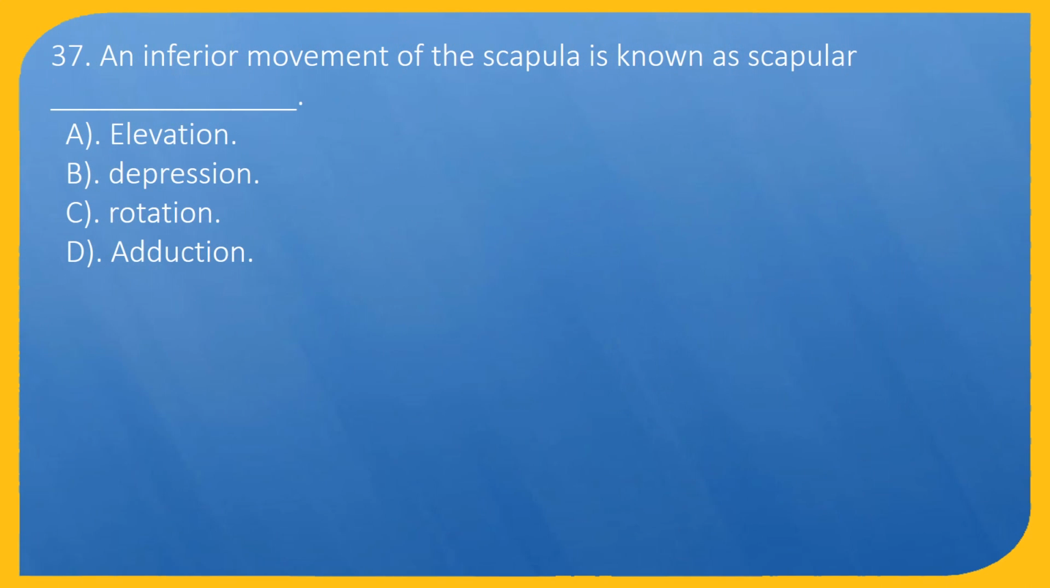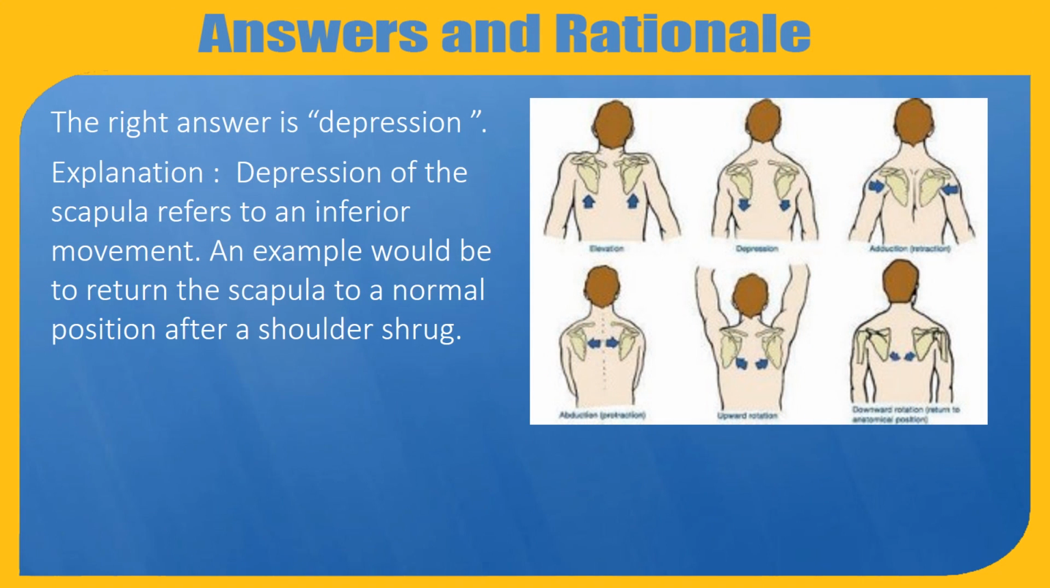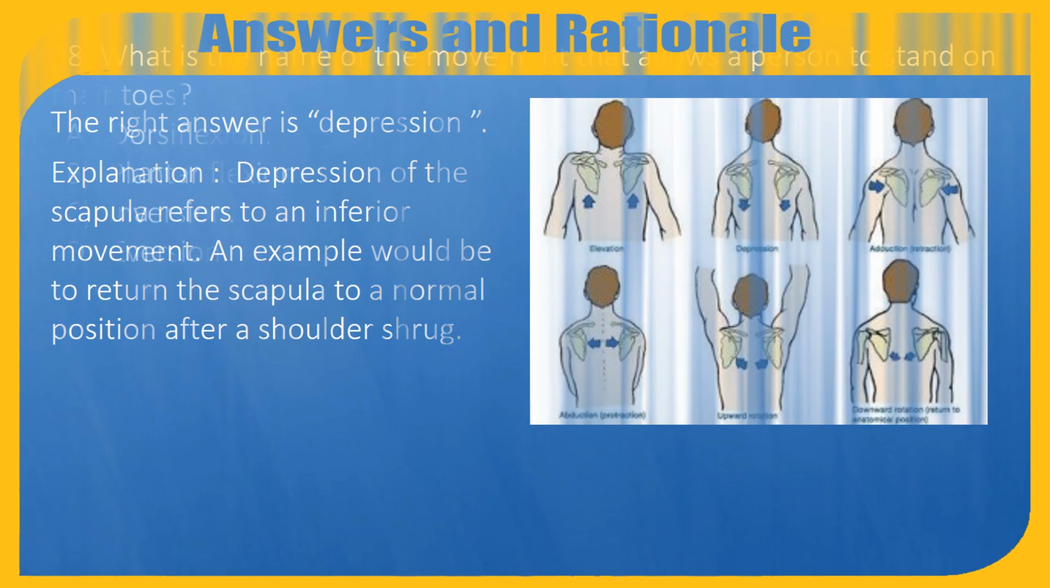Question 37. An inferior movement of the scapula is known as scapular underscore. A. Elevation. B. Depression. C. Rotation. D. Adduction. The right answer is depression. Explanation: depression of the scapula refers to an inferior movement. An example would be to return the scapula to a normal position after a shoulder shrug.